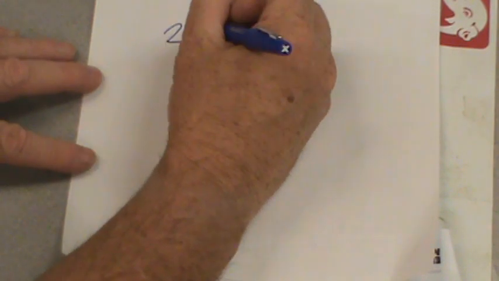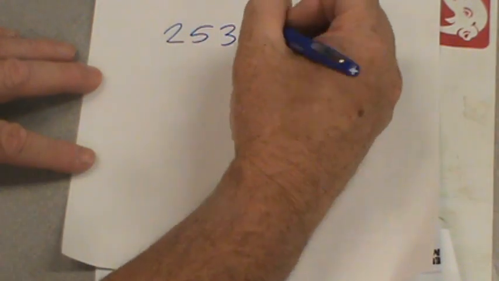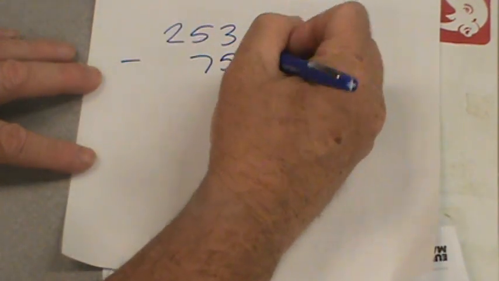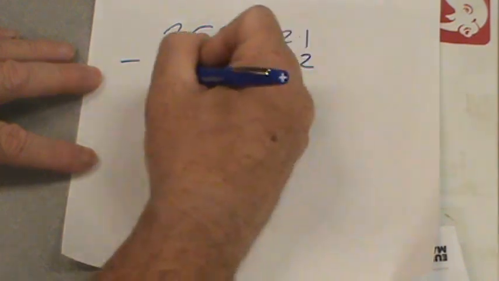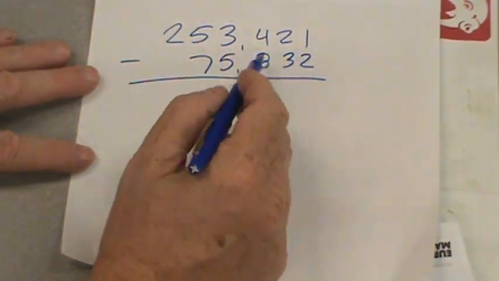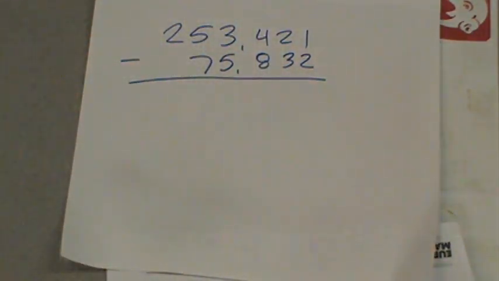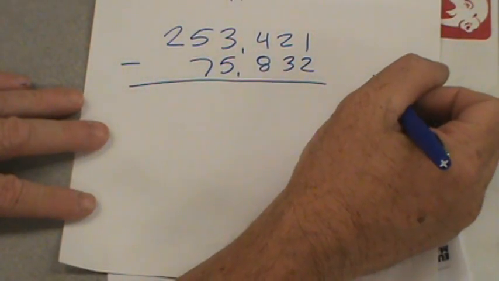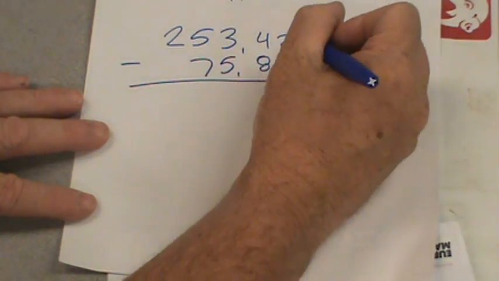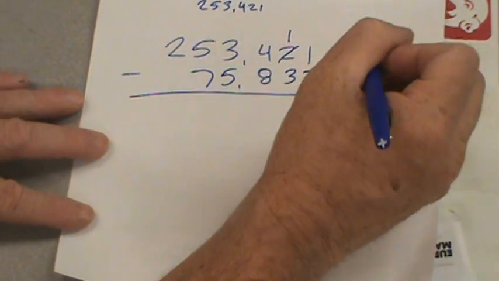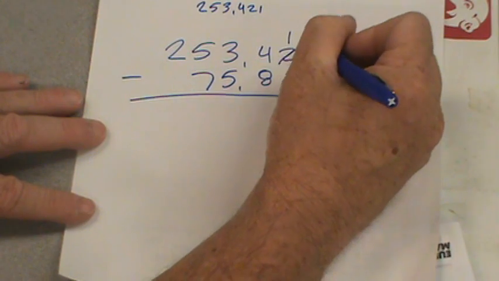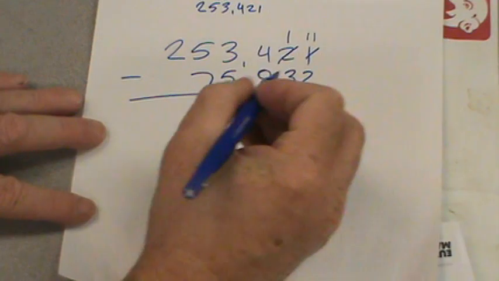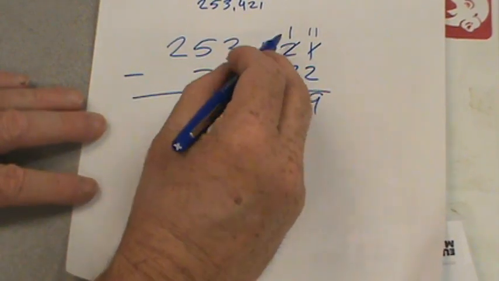So it's 253,421 minus 75,832. And just by looking at this, every digit is larger, it looks like, on the number I'm subtracting. So there's going to be a lot of decomposing. So let's start off with decomposing our two tens to 12 tens. All right? And this 1 would become 11 ones. 11 minus 2, 11, 10, 9. Looks like we can't do much with this.